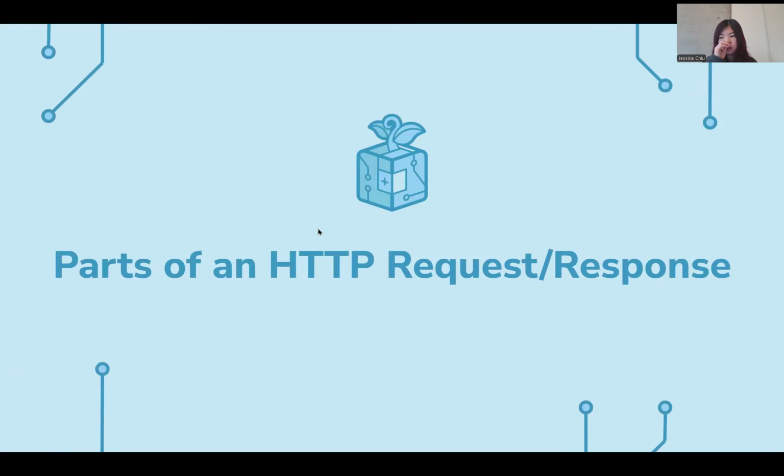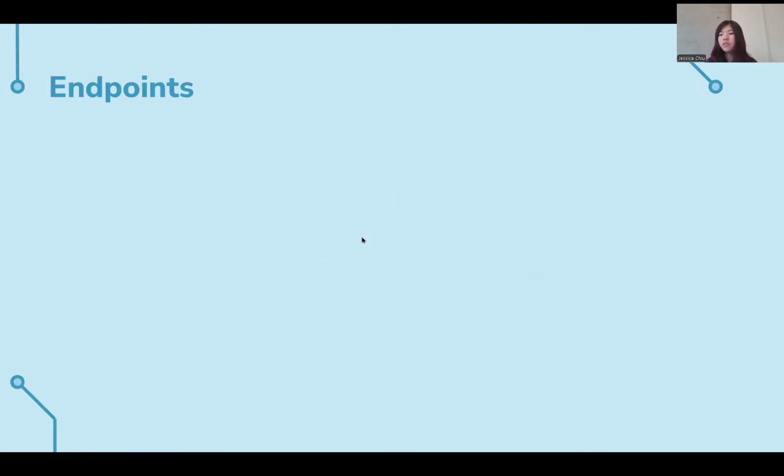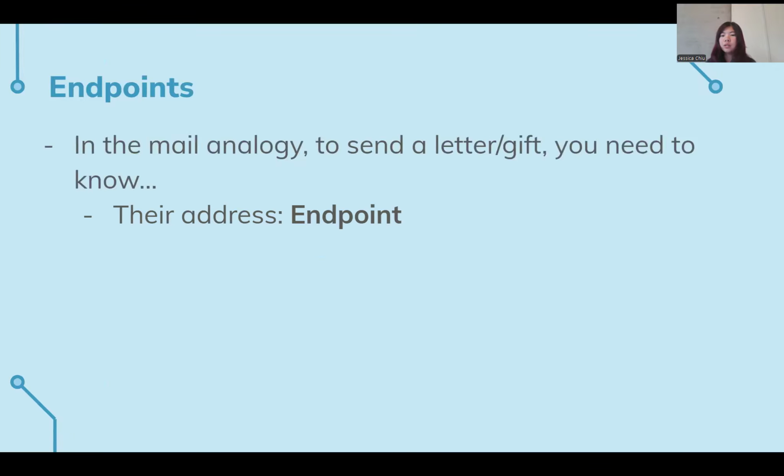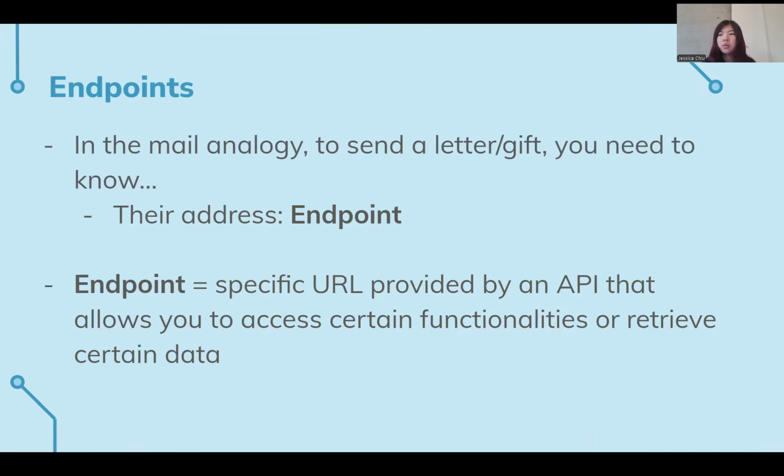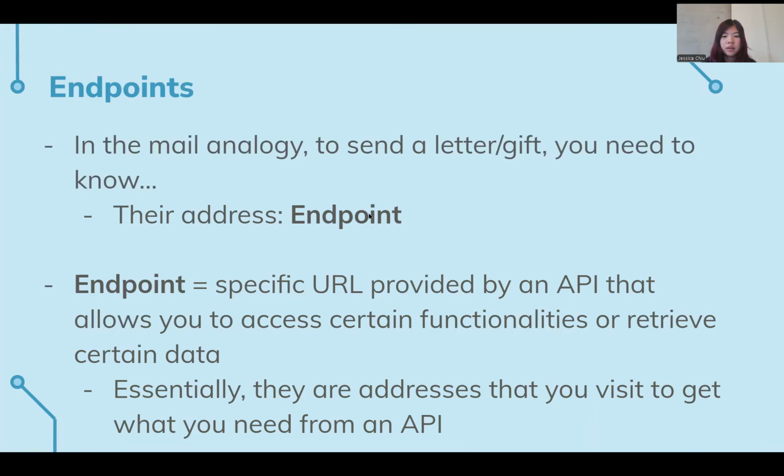Now, let's look at some parts of the request and the response. There are quite a few. First of all, endpoints. In the mail analogy, you need to know their address. Well, in terms of APIs, this would be what we call an endpoint. The formal definition is that an endpoint is a specific URL provided by an API that allows you to access certain functionalities or retrieve certain data. Basically, it's an address that you visit to get what information you need.